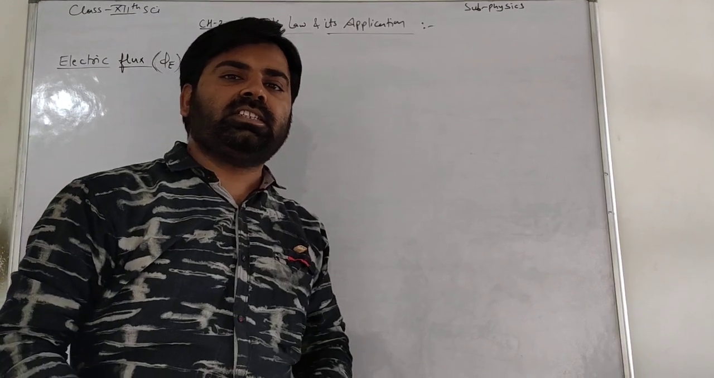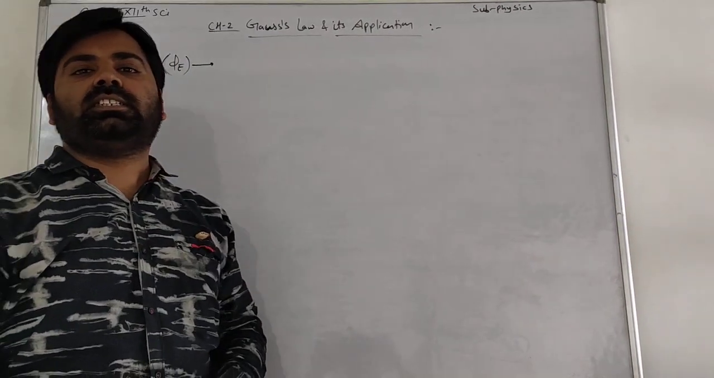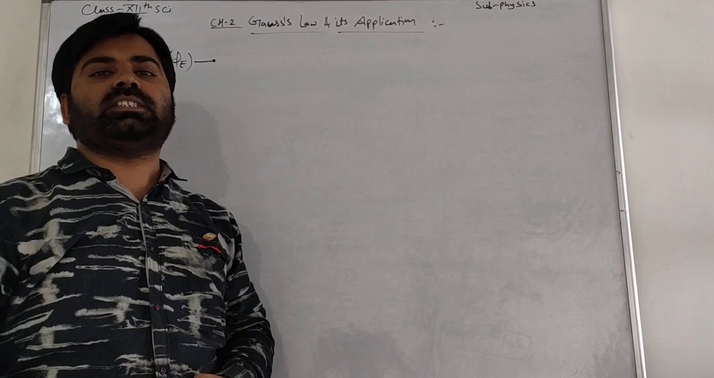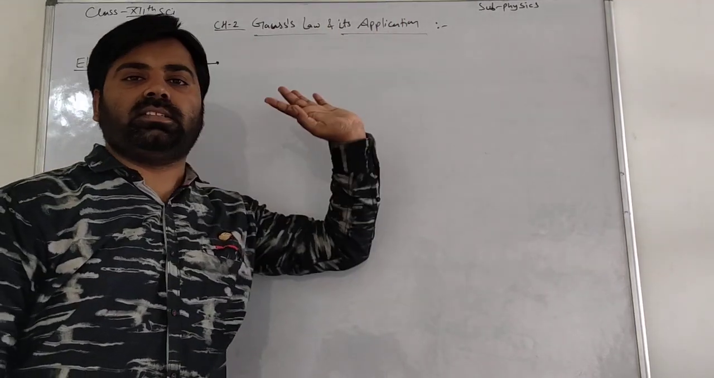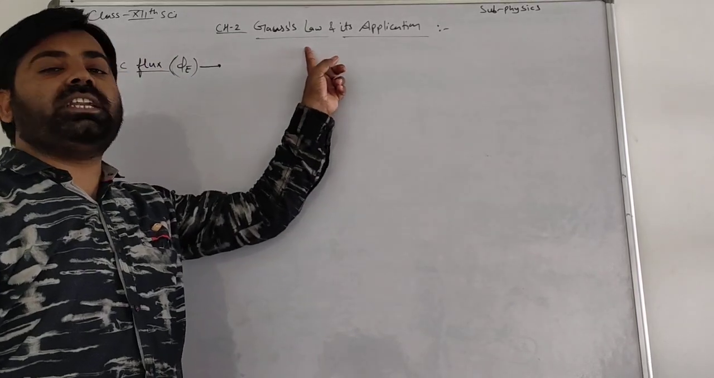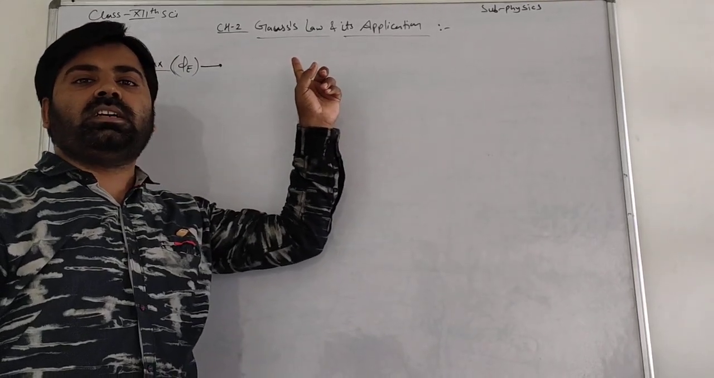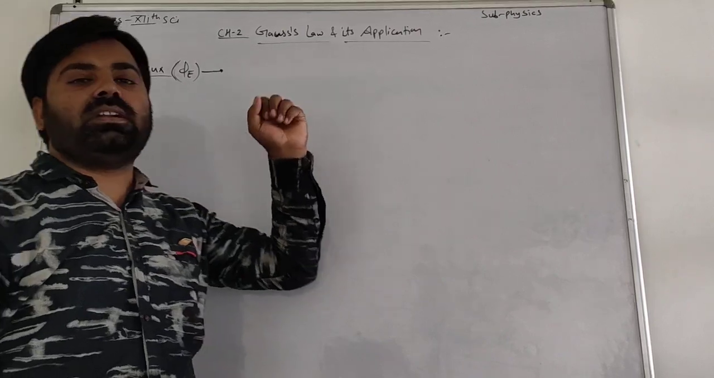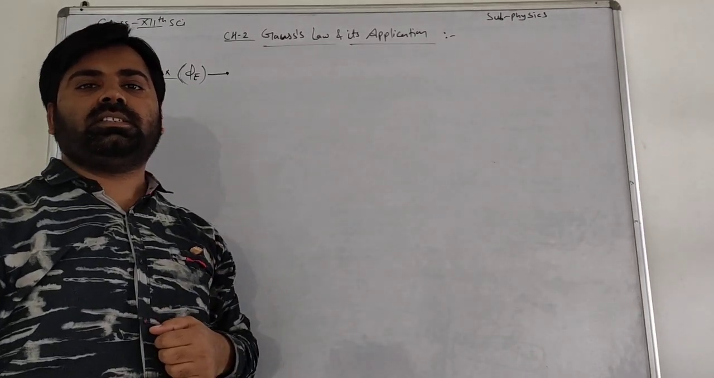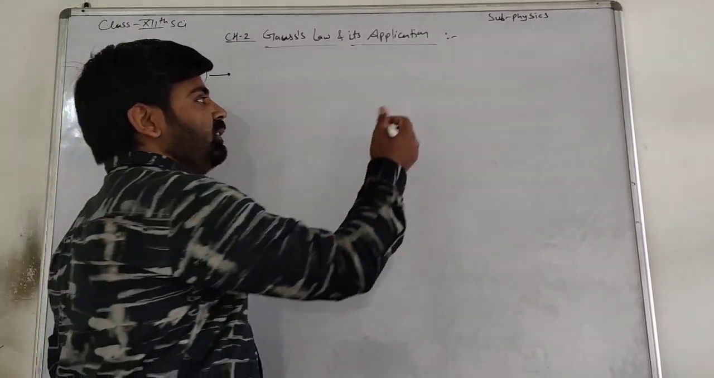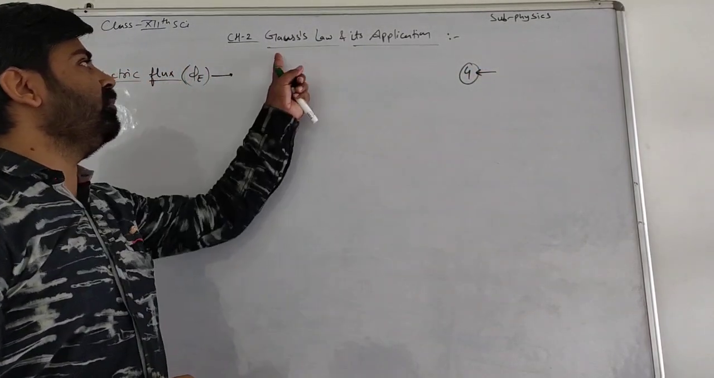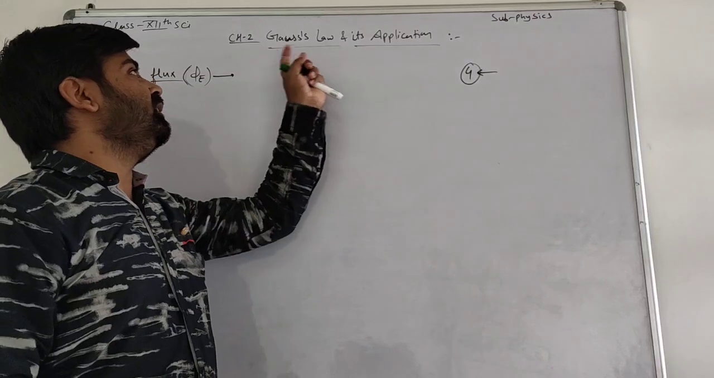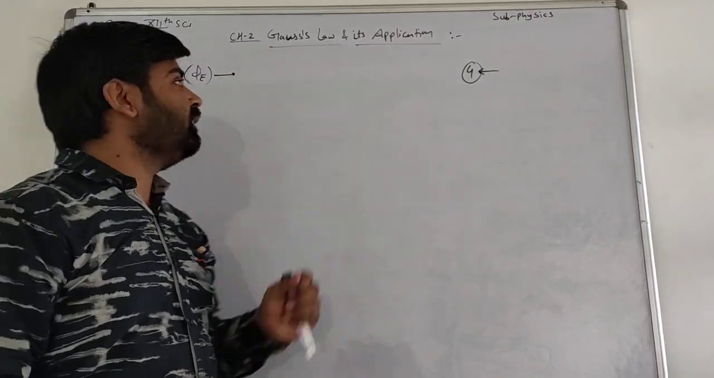Hello students, today we discuss chapter 2 of unit 1. The name of the chapter is Gauss's law and its application. This is a very important chapter for our 12th examination. A 4 mark long answer type question is asked from this chapter, so this chapter is very important.